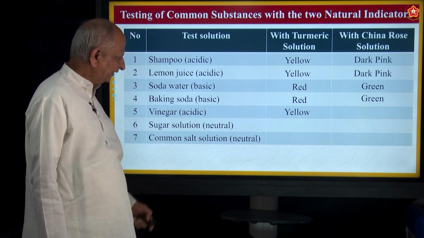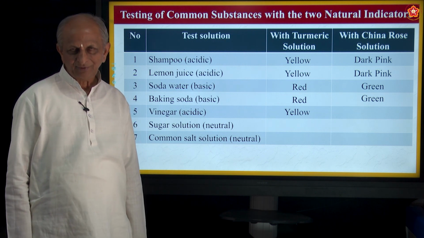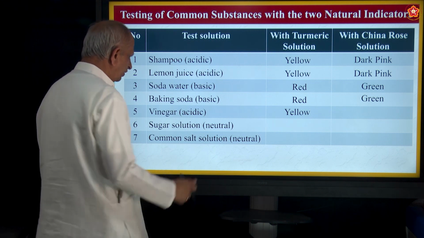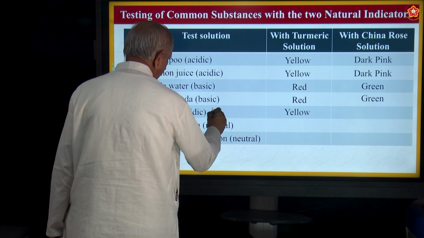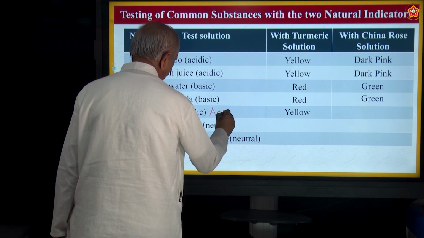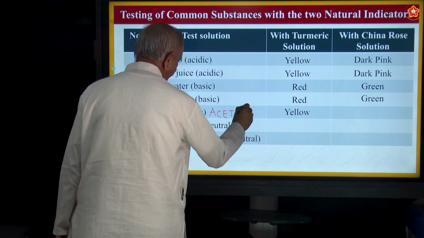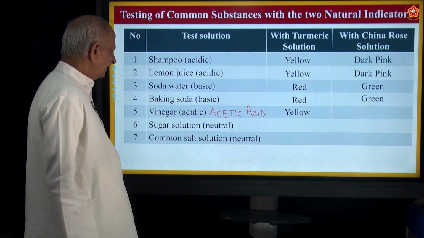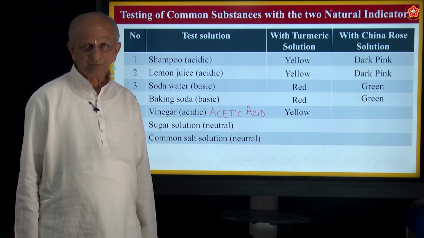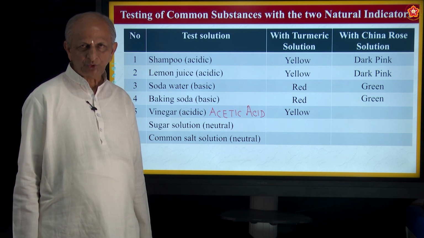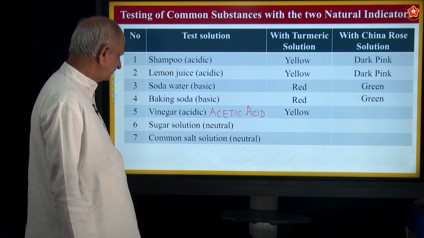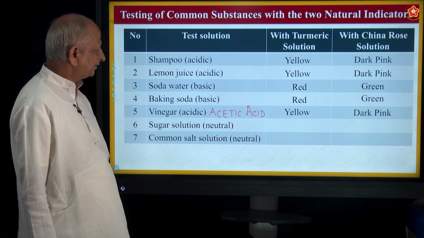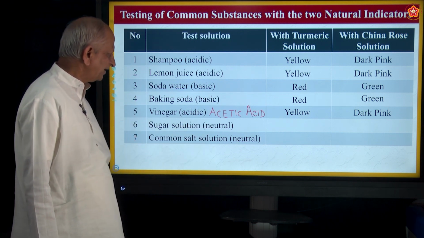Vinegar, acidic in nature. What is the name of the vinegar? Acetic acid. If you don't know, you note it down. The other day I told about it. It is called acetic acid. Acetic acid solution is known as vinegar. That is used for some juice and some special kind of drinks. It is yellow in color with turmeric because it is acid, and with China rose it gives dark pink or magenta color.